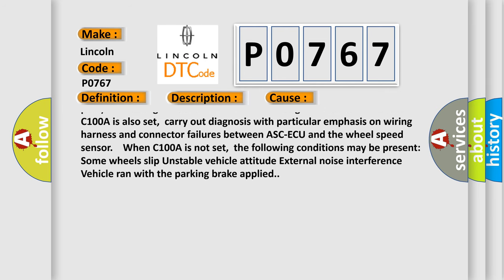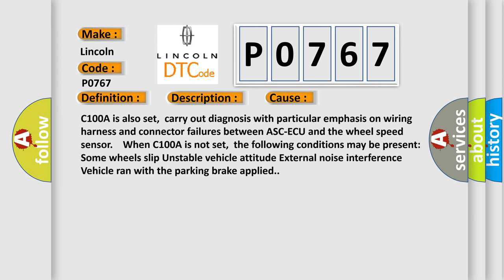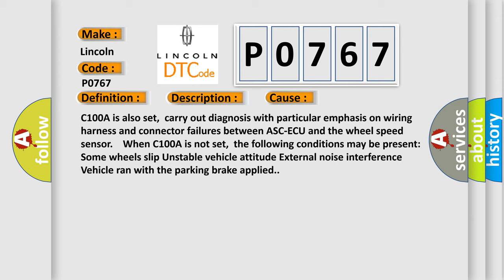When C100A is not set, the following conditions may be present: some wheels slip, unstable vehicle attitude, external noise interference, vehicle ran with the parking brake applied.